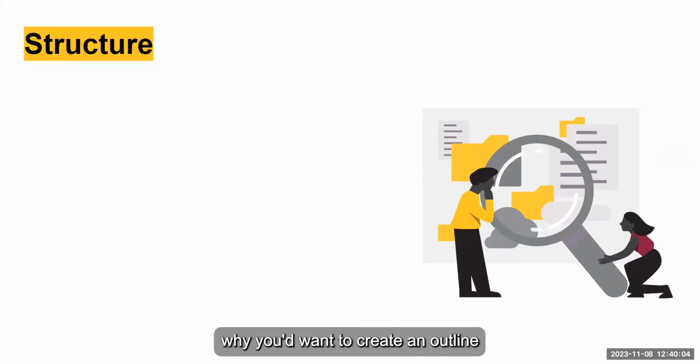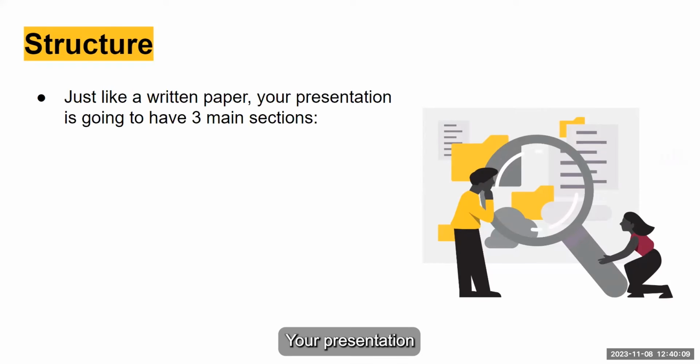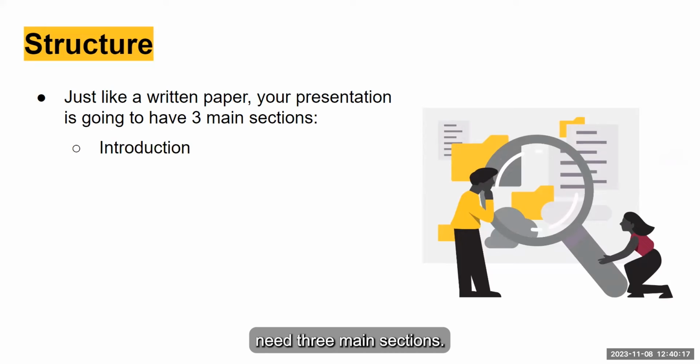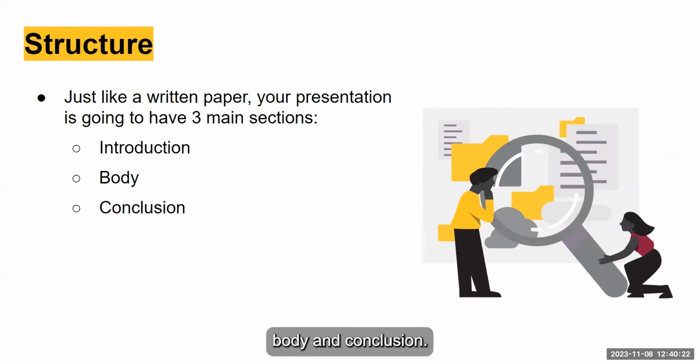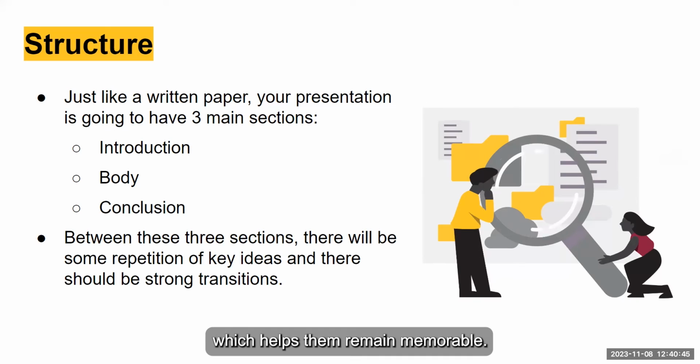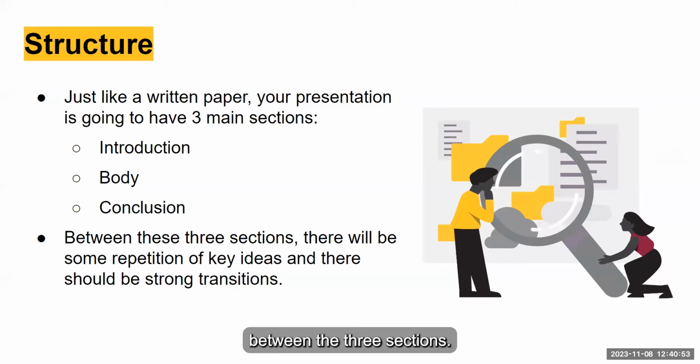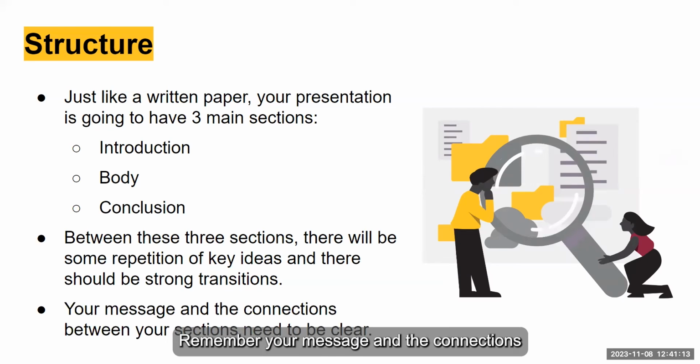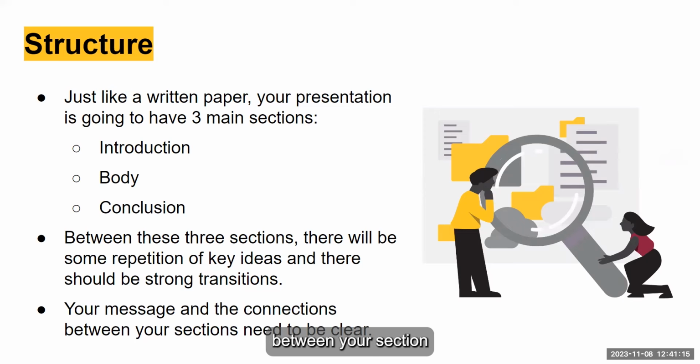You may wonder why you'd want to create an outline for your presentation. Well, just like a paper, your presentation needs to have a clear structure. Like a paper, your presentation will need 3 main sections: your introduction, body, and conclusion. Between these 3 sections, there will be some repetition of key ideas, which helps them remain memorable. You will also need strong transitions between the 3 sections. Remember, your message and the connections between your sections have to remain clear for your audience.